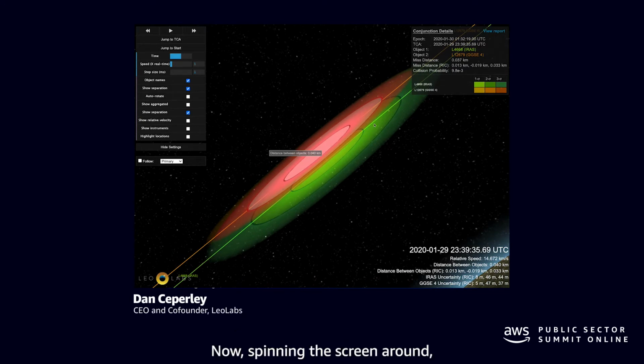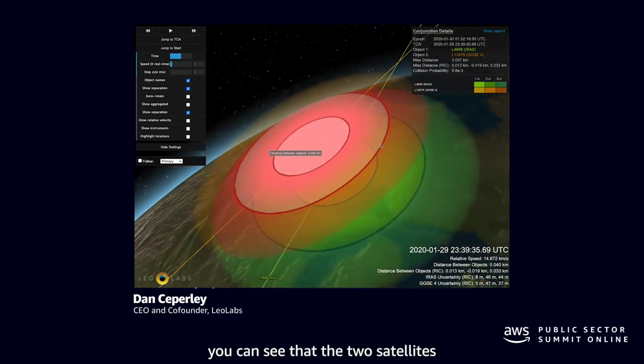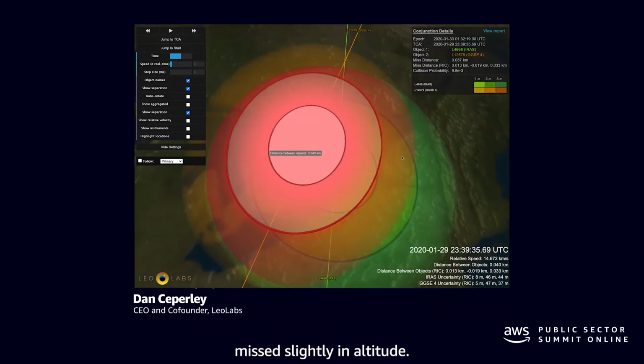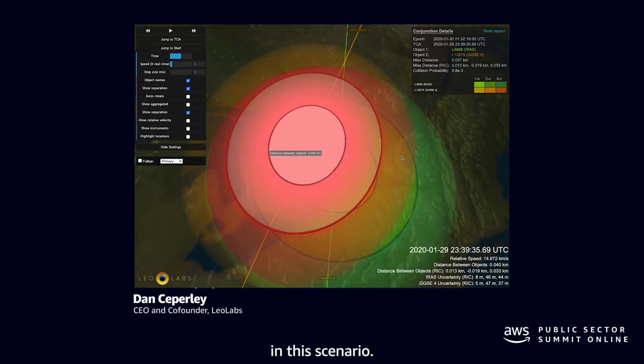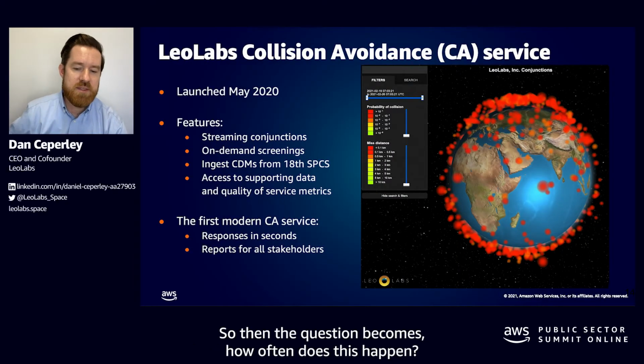Now, spinning the screen around, you can see that the two satellites missed slightly in altitude. One passed slightly above the other, which was fortunate and meant that we didn't actually have a collision in this scenario. So this is one particular conjunction, one particular close approach. So then the question becomes, how often does this happen?